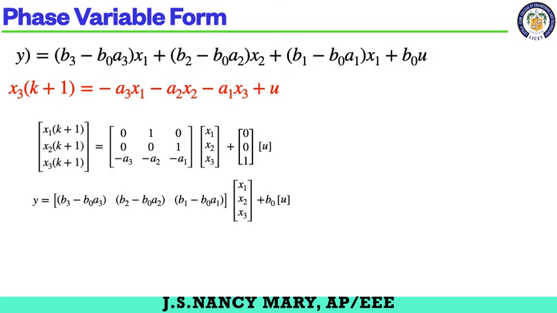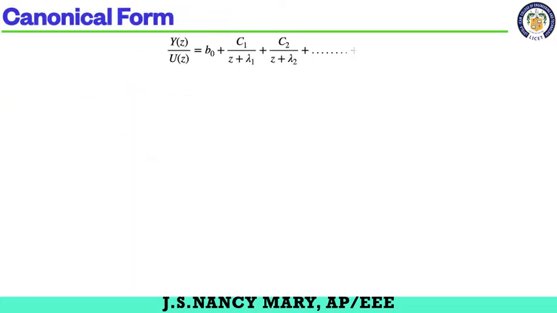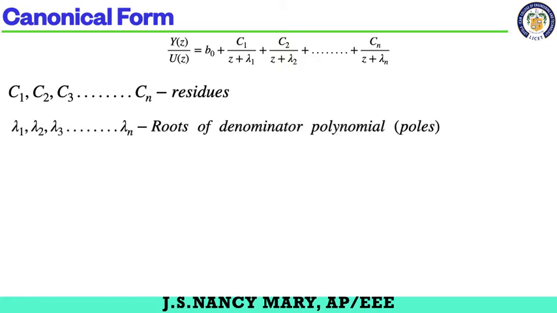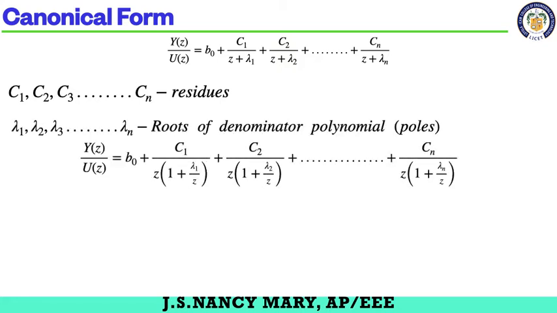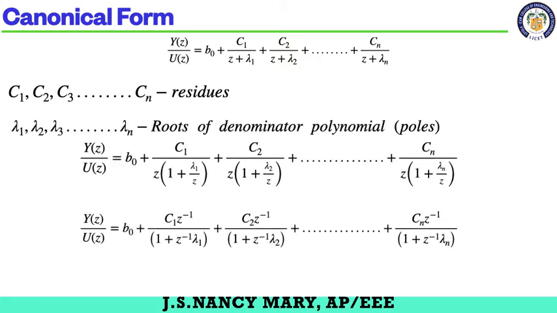Okay, I'm just giving you an example. Now we'll move on to the canonical form. You know that canonical form is represented like this, where in the continuous time system it is represented using S, here it is represented using Z. So you know that C1, C2 will be the residues and lambda 1 will be the poles. So I'm taking Z outside and bringing it to the numerator, and the denominator will become like this, which will be compared with the negative feedback path, so that we can draw the block diagram.